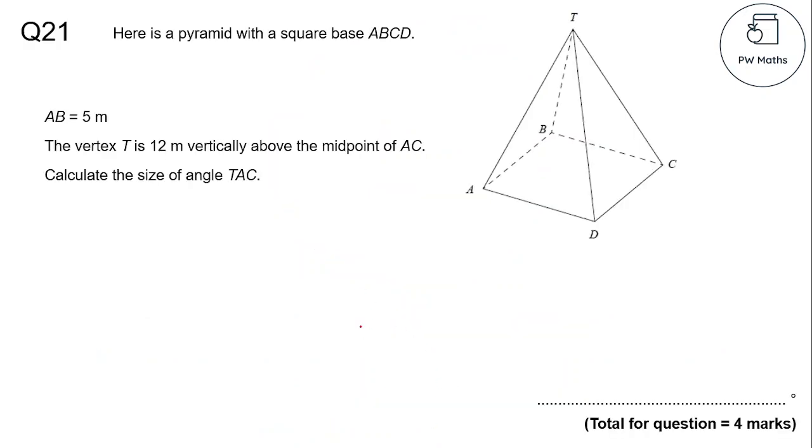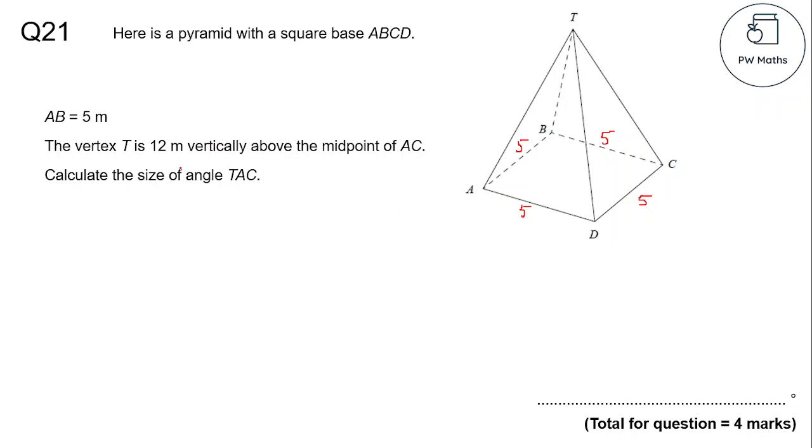Here is a pyramid with a square base, A, B, C, D. They must have told me that for a reason. A to B is 5. Well, they told me it's a square base, so B to C must be 5 as well, C to D must be 5, and A to D must also be 5.